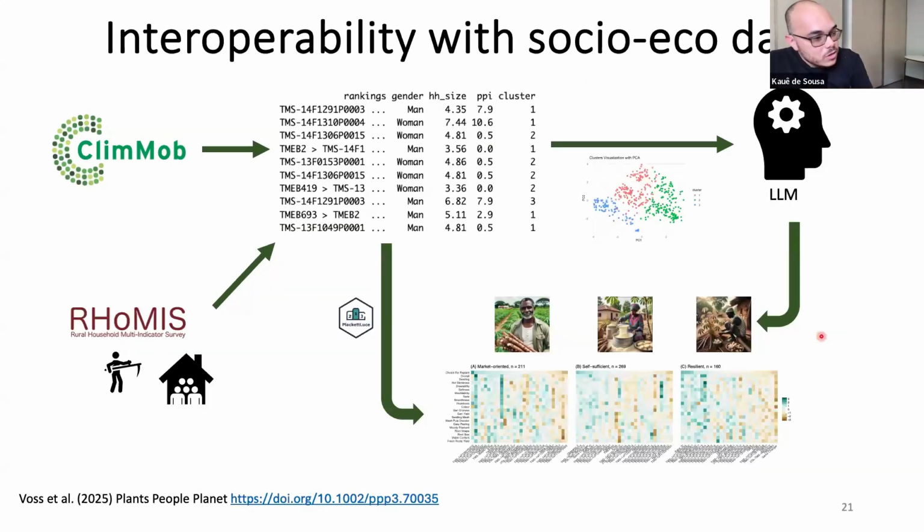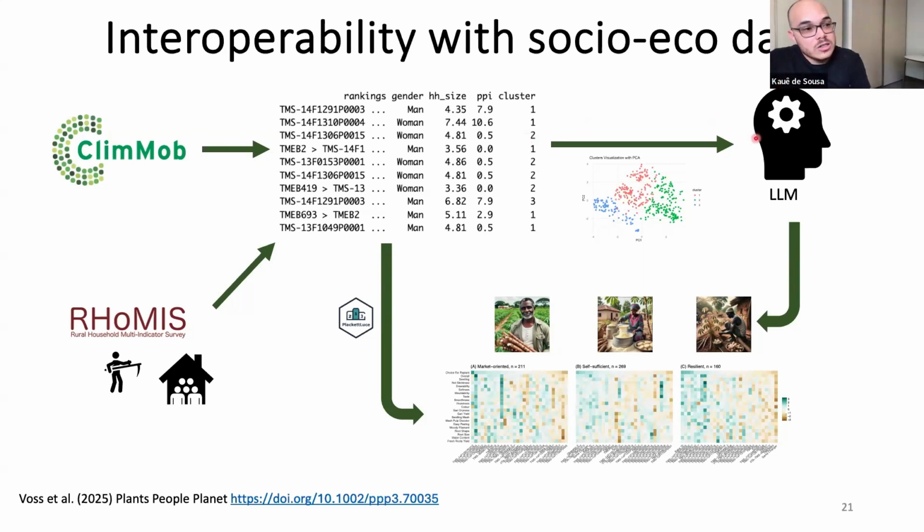Another approach, which is actually something that was published yesterday, is about interoperability with socioeconomic data, sometimes trying to explain this with large language models. So for example, you can use Tricot data and plug this into ROMI surveys or any other socioeconomic survey. And then you can create clusters of farmers, to know which farmers are grouping better, and which are the best socioeconomic characteristics to explain how these farmers take decisions.